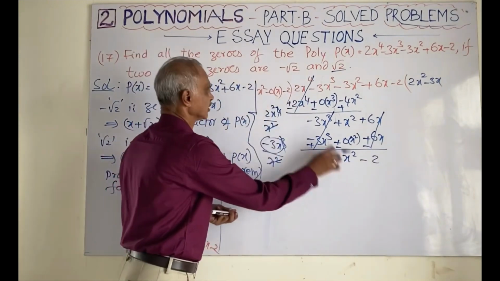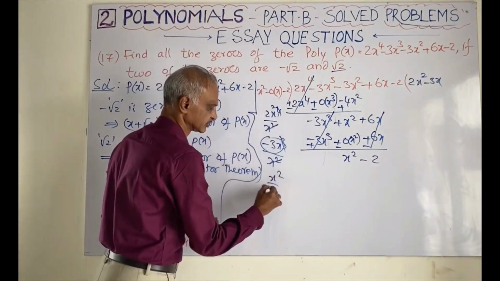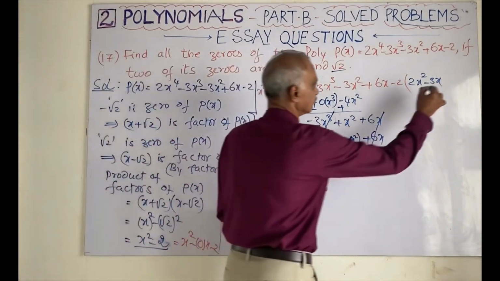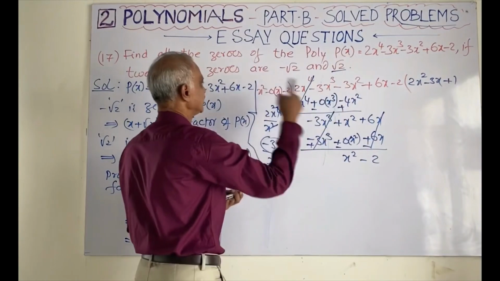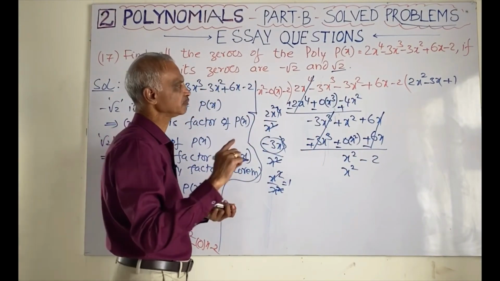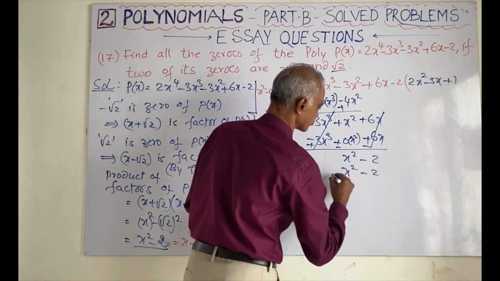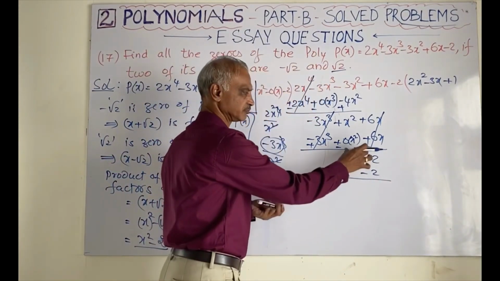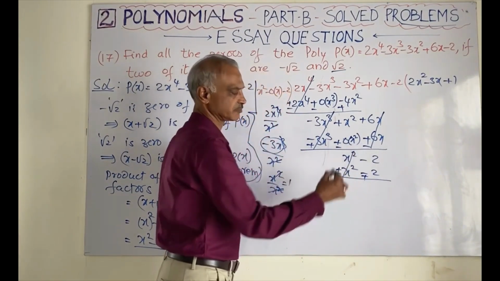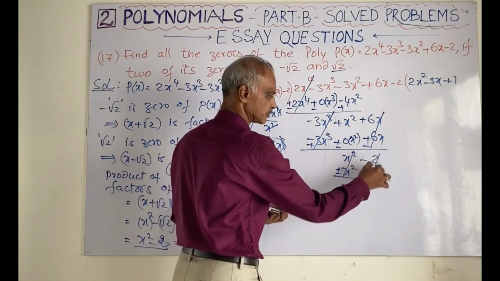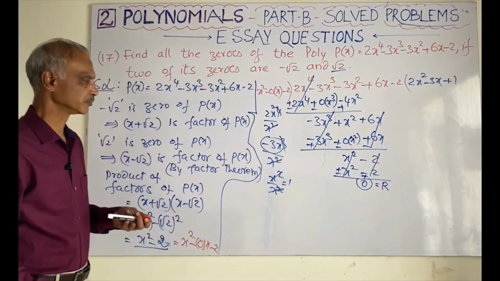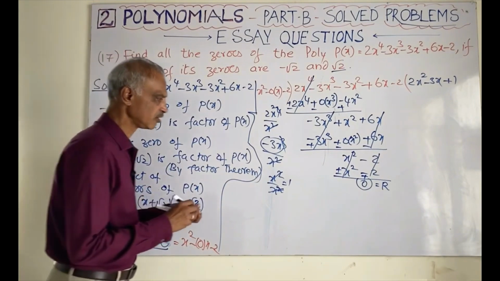See, x square by x square, you are getting 1. You have to multiply with 1. 1 into x square is 1x square, 1 into 0 is 0, 1 into minus 2 is minus 2. Subtracting this from this, plus becomes minus, minus becomes plus: plus x square minus x square cancel, minus 2 plus 2 cancel. What is the remainder you are getting? Remainder is 0.